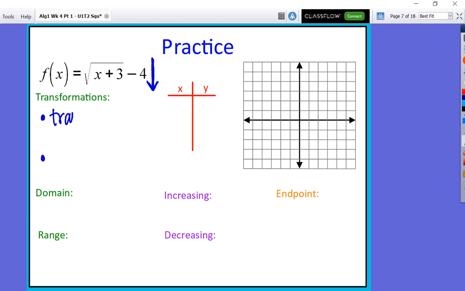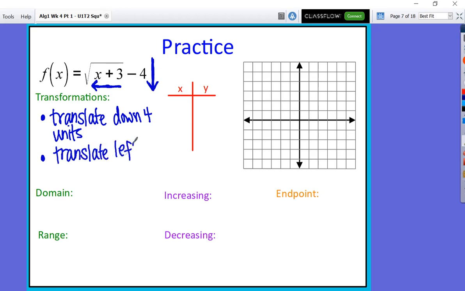So we know we want to translate down 4 units. Isn't that why Miss O makes you write down notes, so that you can flip back at it and not try to remember in your mind? Remember what happens? What does x control? What kind of motion? Side to side, horizontal motion. But inside of the symbols is opposite land. So if you see the plus, you're supposed to go to the right, but we're really going to go left. So we're going to say translate left 3 units.